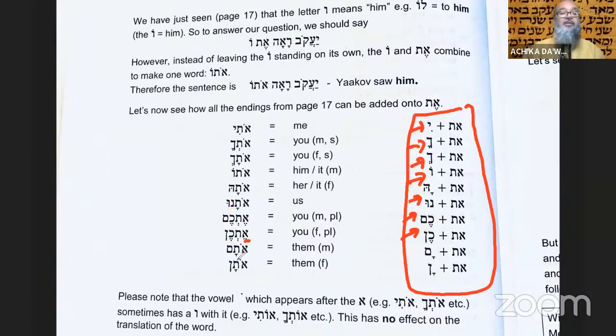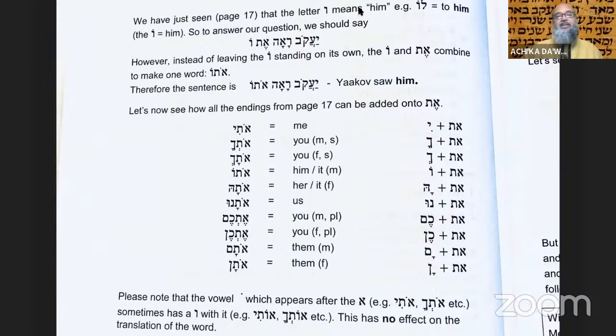Otam, right here on the end, them, masculine, because it has the mem on the end. Otan, right there, feminine, for them, see? So once you get this, I want you guys to study what those endings are, because what you're going to do is place those endings on prepositions, and you can place them on a direct object marker, and it will give you your little phrase, to or with or et or whatnot.